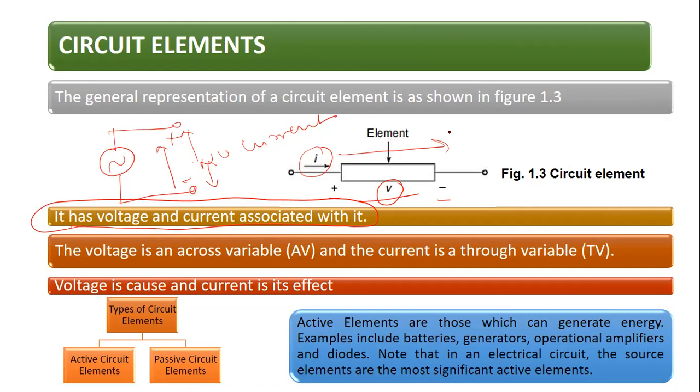You all must have noticed or studied that whenever you have to measure current, you always use an ammeter, and you connect that ammeter in series with the component.